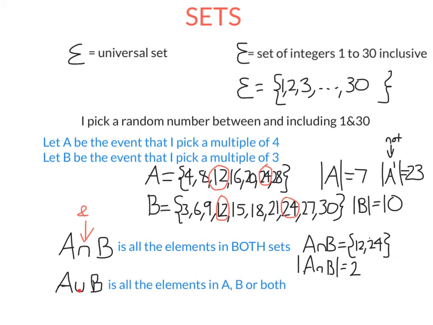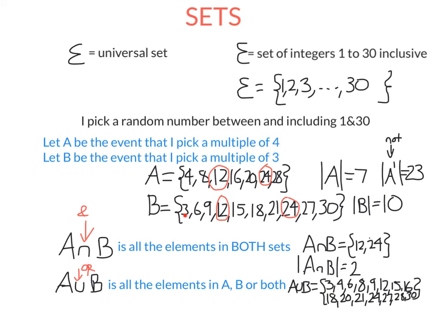If I have something written like this, this time it looks like a U, it means union. You read this symbol as OR, A or B. Once again, A or B is another set, but this time we're including all the elements in A, all the elements in B, and any that occur in both. So all of these elements here are in A or B.